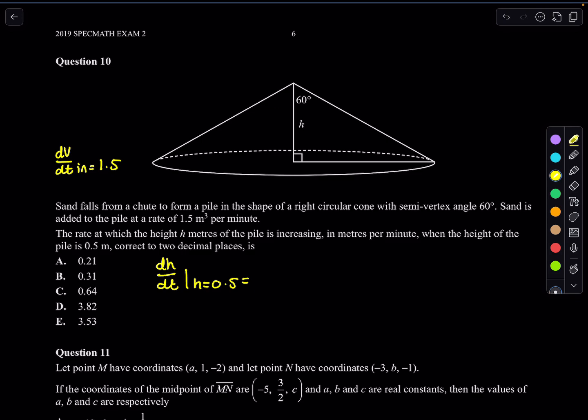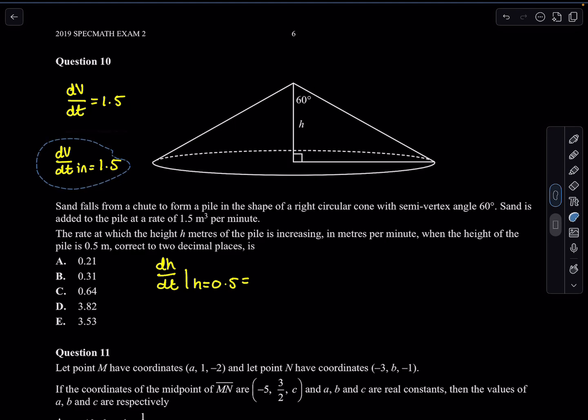So normally, if there's a rate question, can you see how we know what rate's coming in? Your dV dt in is coming in, and there's a dV dt out. So your overall dV dt is your dV dt in minus your dV dt out. Now, of course, we just have in. Out is 0 because there's nothing coming out, so we can rub that out. And yes, it's just positive 1.5. So let's write that down. Just always be careful with that.